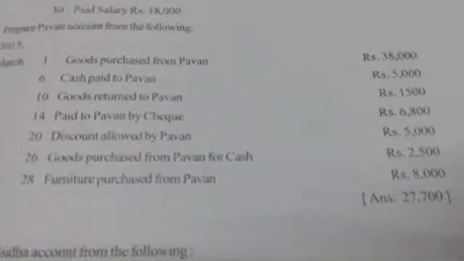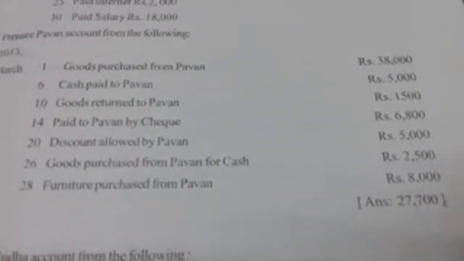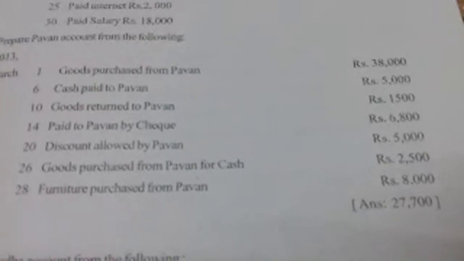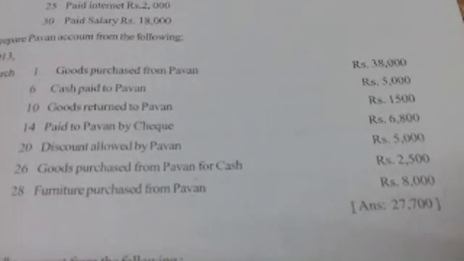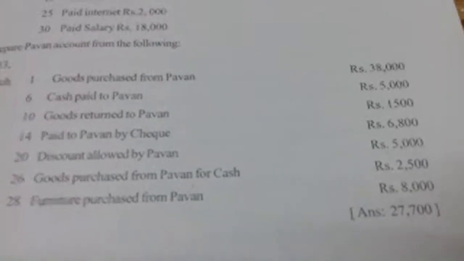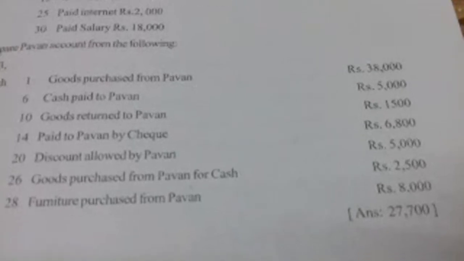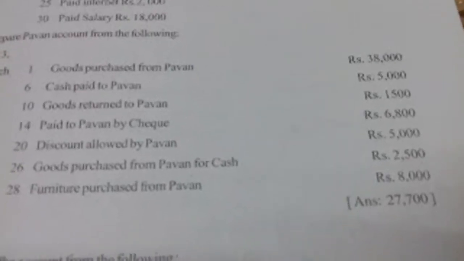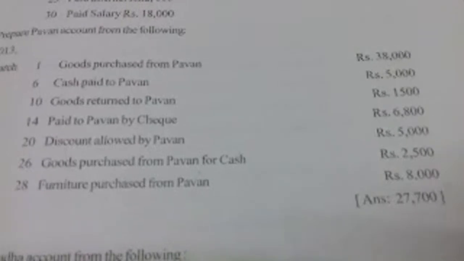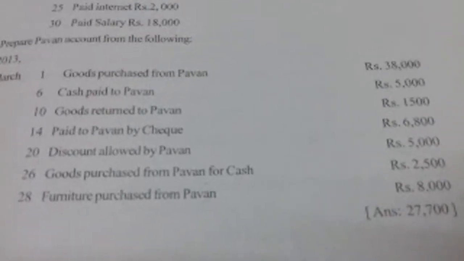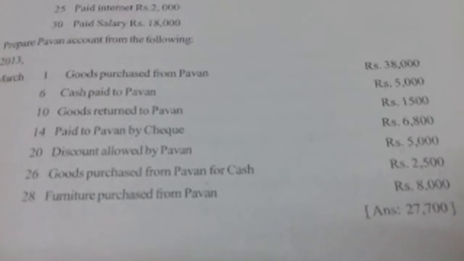Goods purchased from Pawan for cash, it won't come. Why? Because there is no word of credit. See, goods purchased from Pawan for cash, these are cash transactions, and you should not take them into this ledger. Next is the furniture purchased from Pawan. It will come. Now, from this problem, you have to prepare only Pawan account.